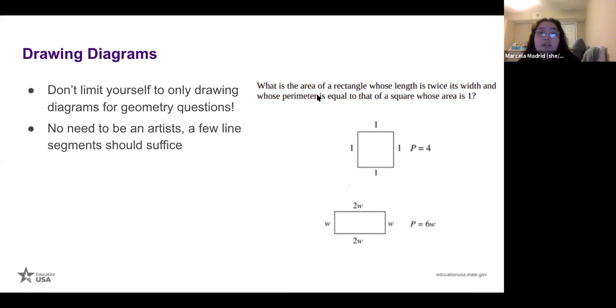The first one: the perimeter is equal to that of a square whose area is 1. So you know a square has equal sides. You would draw a square with sides 1, 1, 1, meaning the perimeter is 4. Same thing goes for the rectangle, whose length is twice its width. So you have width being W, the length is 2 times that, 2W. Then you have the perimeter P equals 6W. And once you have these drawn out, it'll become much simpler to visualize the question and answer what it's asking for, which is the area of the rectangle.